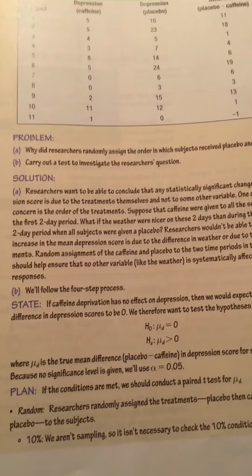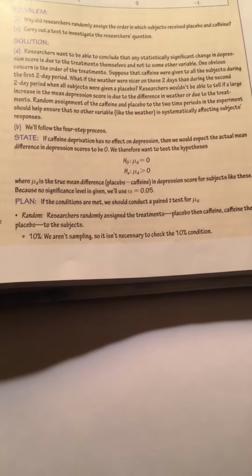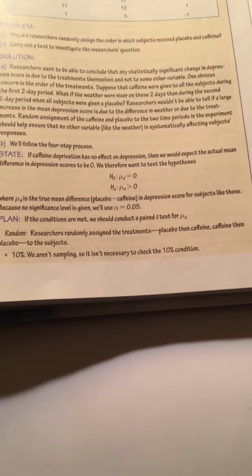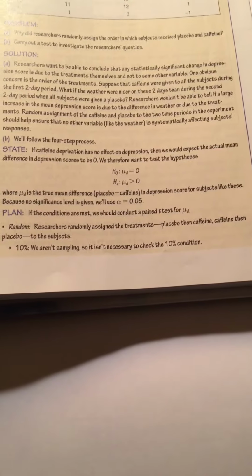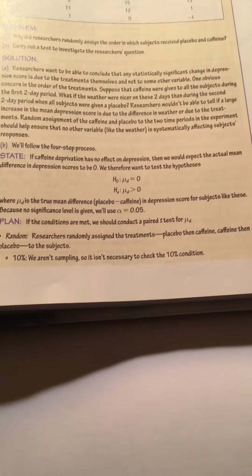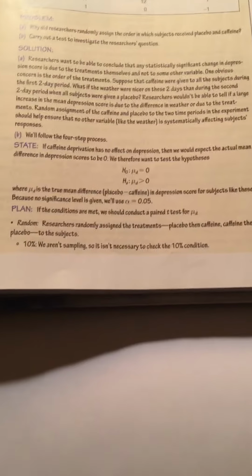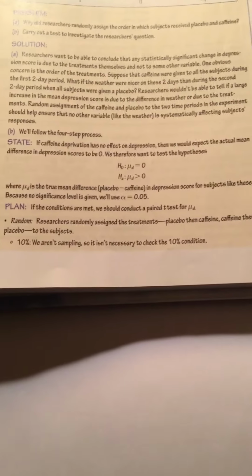And then carry out a test. Okay, 4-step process. Once again, always check the conditions. First, state the null hypothesis. If caffeine deprivation has no effect on depression, then we would expect the actual mean difference to be 0. So no effect corresponds to the mean difference being 0. So the hypothesis is the mean of the difference is 0 versus the mean of the difference is greater than 0.